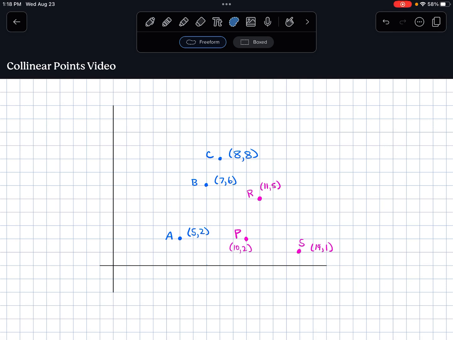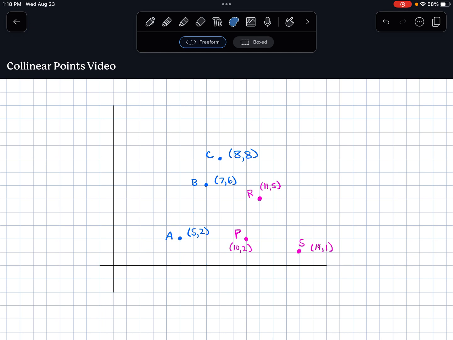We want to determine if, given 3 points, they are collinear. In other words, if they lie on the same line. And what we want to use to make that determination is what we know about vectors.